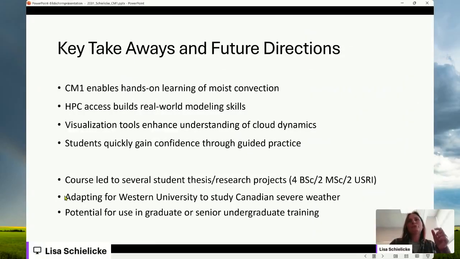I did the course again the year after, and at the moment I'm adapting the course material to Western University. Overall, the course led to several student thesis and research projects: 4 bachelor theses, 2 master theses, and 2 summer students at the moment who are also co-working in the CSSL summer internships.